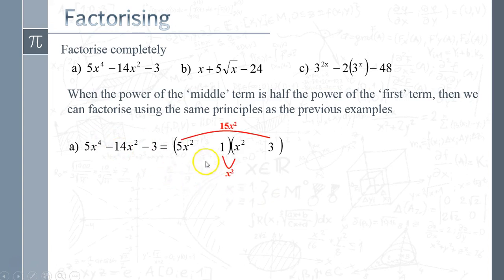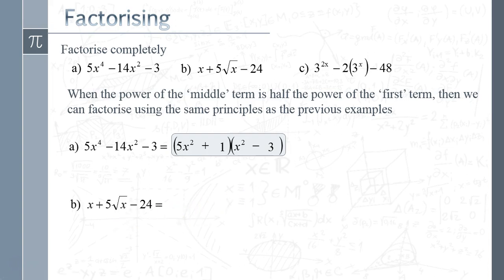And you can see from here we've got 15x squared. From this one we've just got 1x squared. I can make 14x squared quite happily just by making that the minus. So let's put the signs in. There we go. And there is our factorised power 4 expression, using exactly the same structure and principles that we had before.